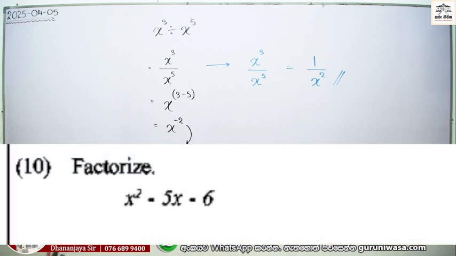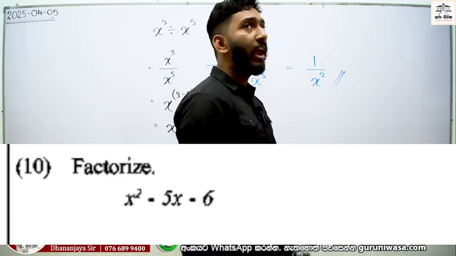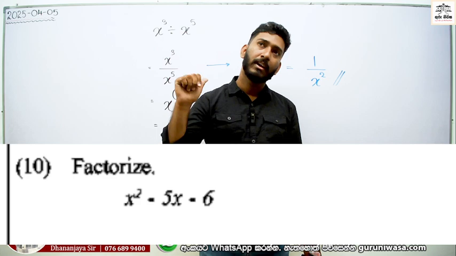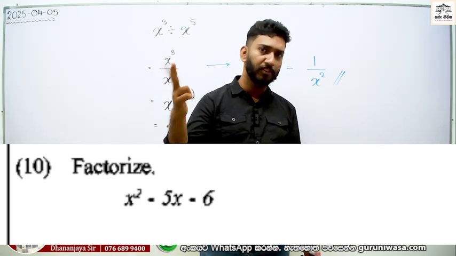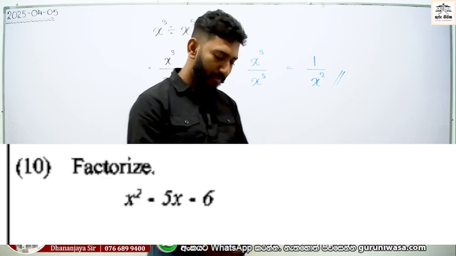Question number 10. This one's relevant to factorizing. And there are three types of factors. The first one is common factors, then trinomial quadratic expressions, and the difference between two squares. We did it, right? And now you can find the answers for this one. ඉක්මනට හොයමු උත්තරේ.